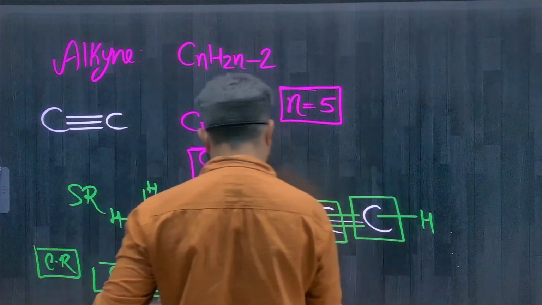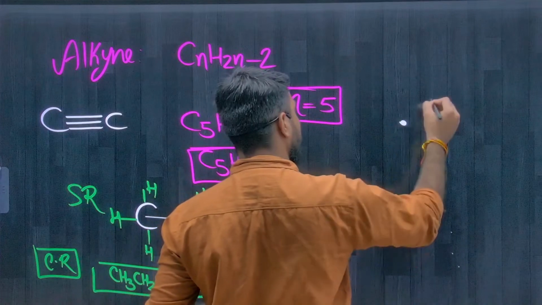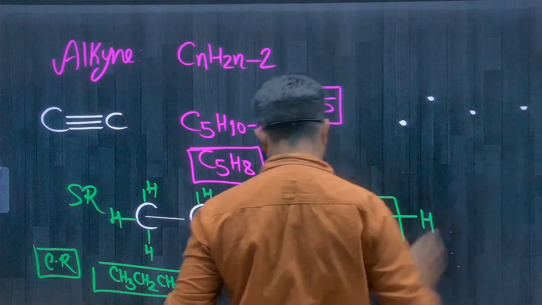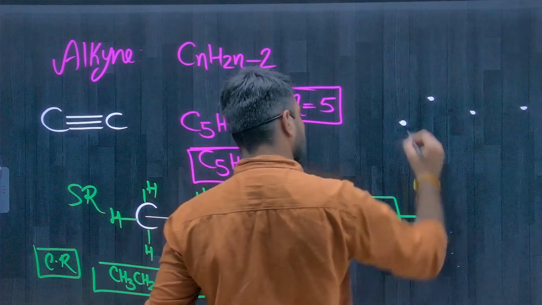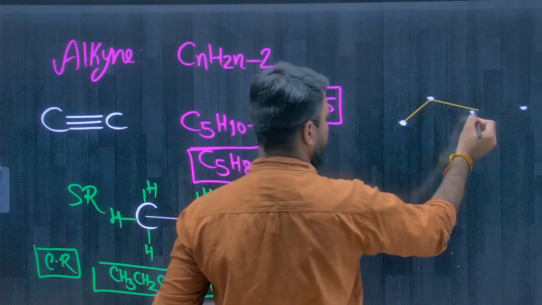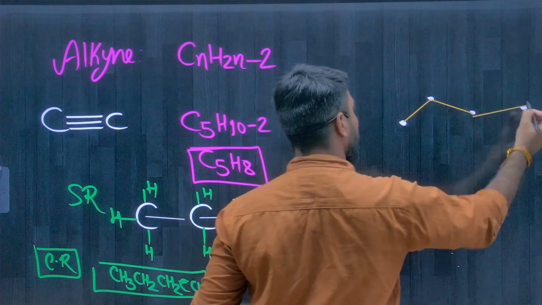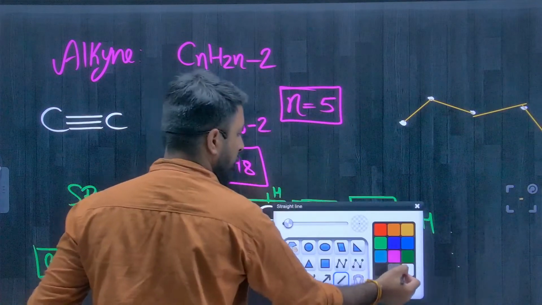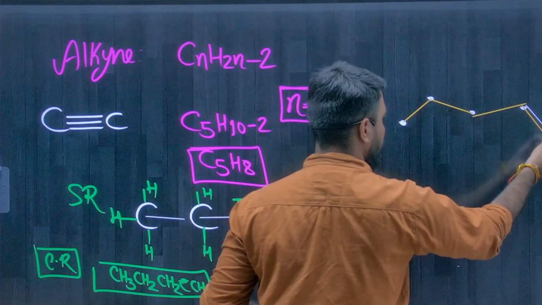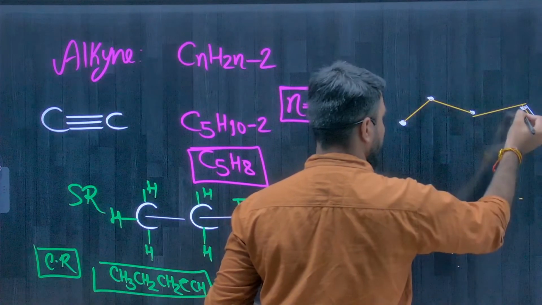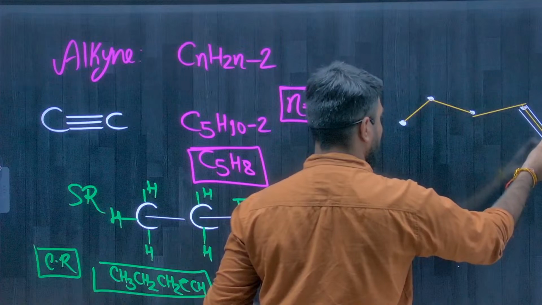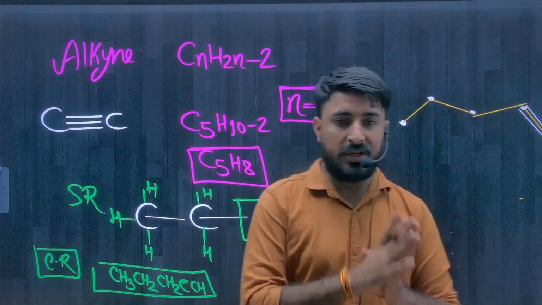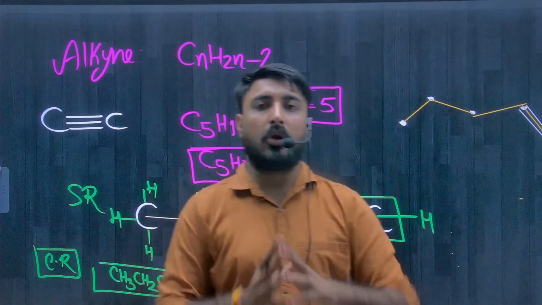So there are 5 carbons, so we use 5 dots, 1 2 3 4 and 5. Make a single bond between the first, then the terminal carbon, 2 more bonds, 1 2, so between the terminal carbons 3 bonds are formed. So that is the representation of an organic compound: structural form, condensed form, and bond line.